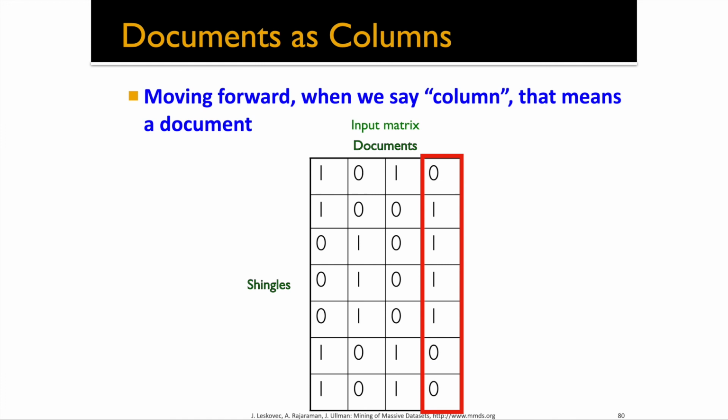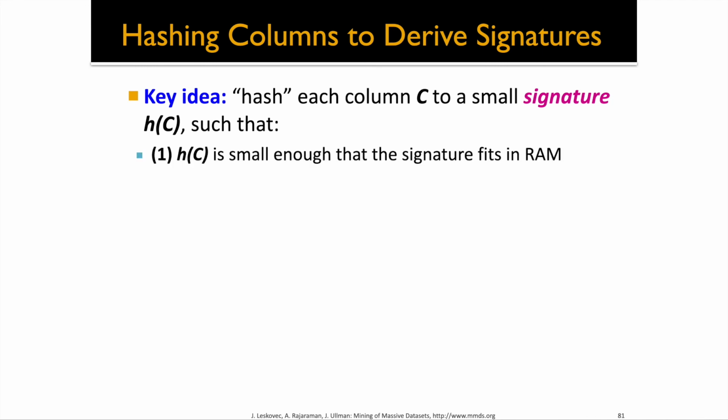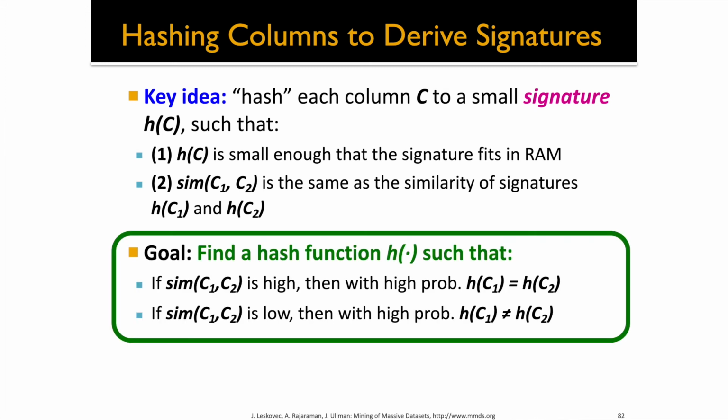So from a notation perspective going forward, when we talk about columns in a matrix, really what we're talking about are documents. So you'll see this come up in a second. The key idea behind MinHashing is to hash each column, or each document, to a small signature, such that the hash is small. We want this signature to fit easily in RAM when we look at all of our documents. And we want to make sure that the similarity between two documents is the same or very close to the similarity of the signatures generated by this hashing mechanism. And the goal here is to find a hash function that satisfies these constraints.